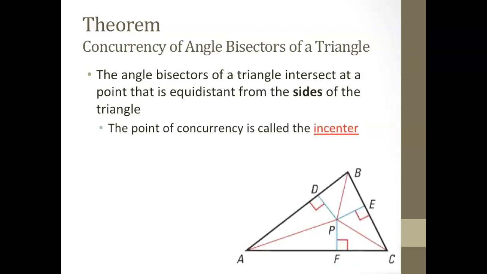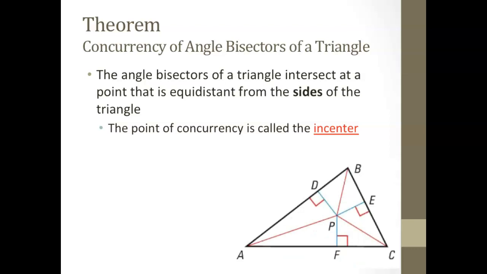Okay, so here is a picture. We have triangle ABC, and it says that the angle bisectors of a triangle, those are the lines that are drawn in red, so AP, BP, and CP, those are the angle bisectors. They intersect at a point P that is equidistant from the sides of the triangle. So point P is the same distance away from AB as it is to BC as it is to AC. In other words, if you draw a line from that point perpendicular to each side, PD, PE, and PF that are drawn here, those are all equal to each other.